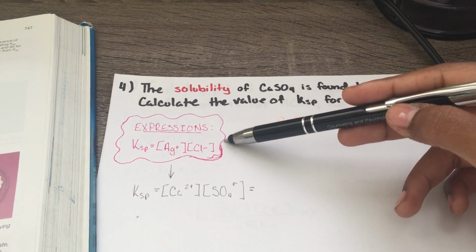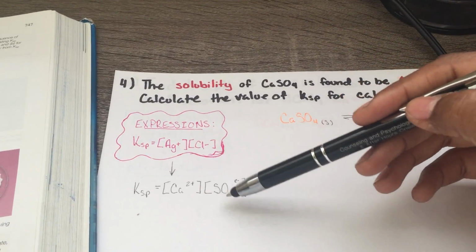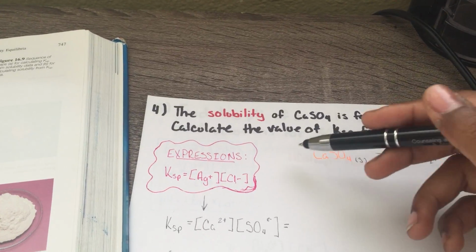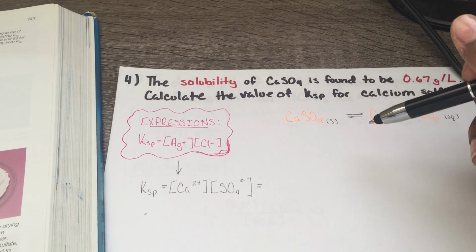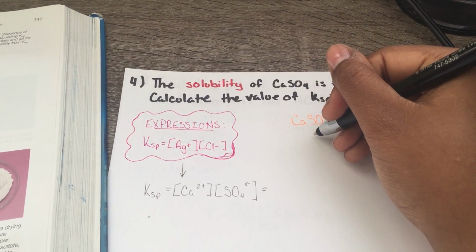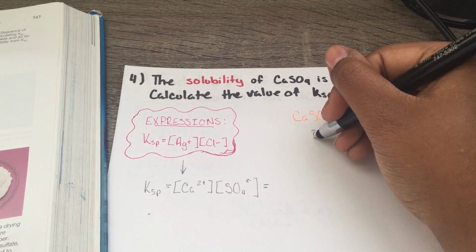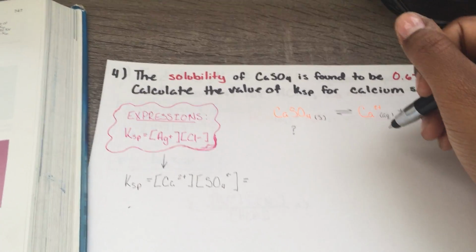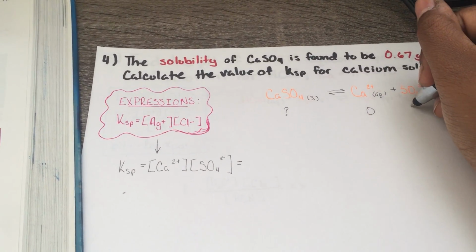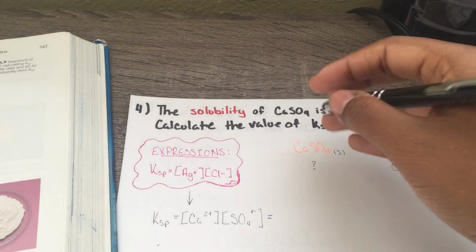But for this reaction, it would look something more like this on the bottom. So to start off, first we need to make an ICE table, but instead of finding rates, we're finding solubility. So we don't know the solubility of CaSO4, that's what we're solving for, and we're assuming that the solubility for calcium and SO4 is 0.